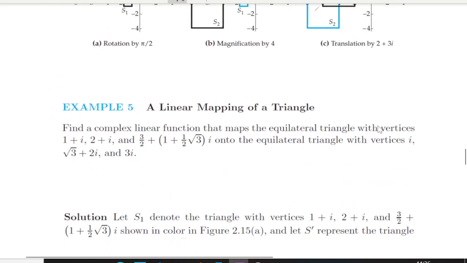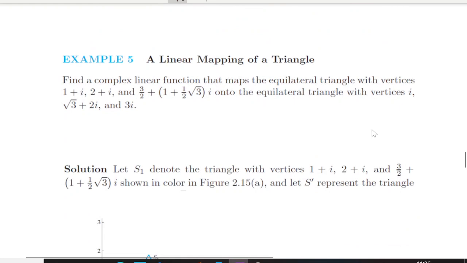Now a linear mapping of a triangle. Find the complex linear function that maps the equilateral triangle with vertices 1 plus i, 2 plus i and 3 by 2 plus (1 plus 1 by 2 root 3) i onto an equilateral triangle with vertices i, root 3 plus 2i and 3i. So let us have the solution.